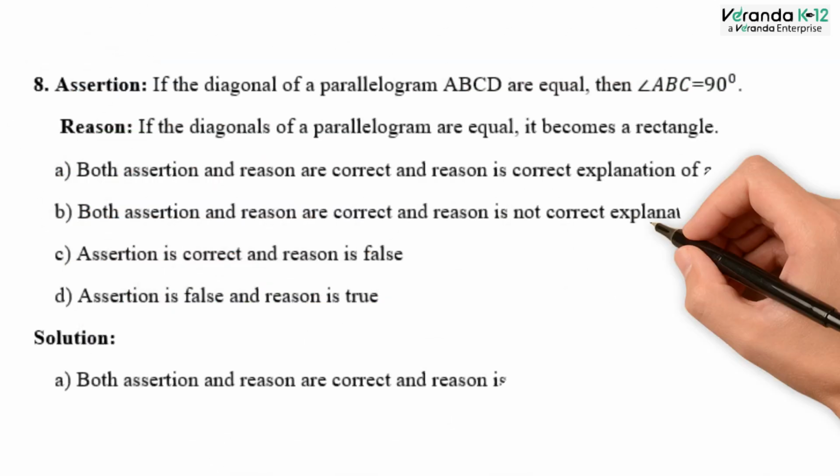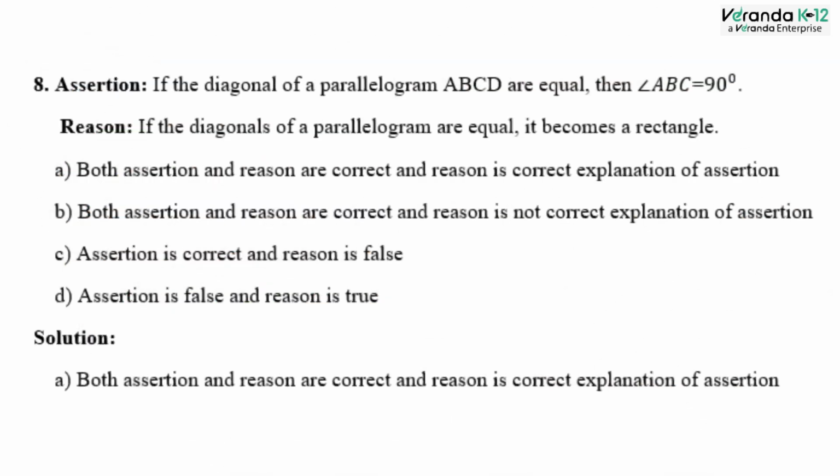Let's go to an assertion and reasoning question. Question number 8. Assertion: if the diagonals of a parallelogram ABCD are equal, then angle ABC is equal to 90 degrees. Reason: if the diagonals of a parallelogram are equal, it becomes a rectangle.